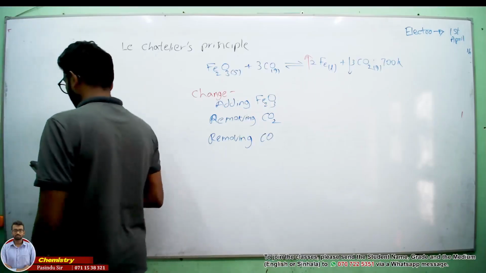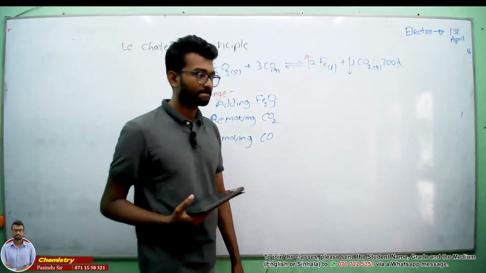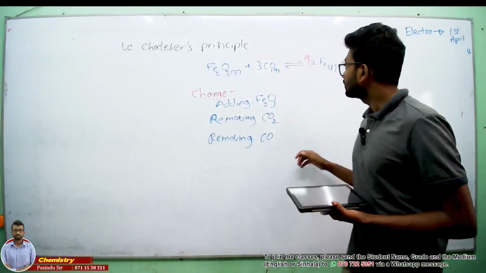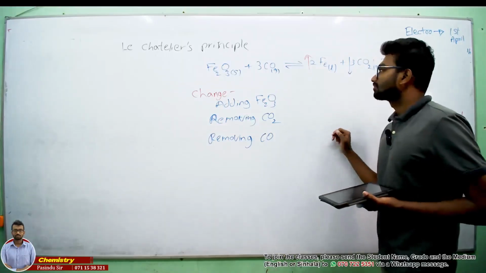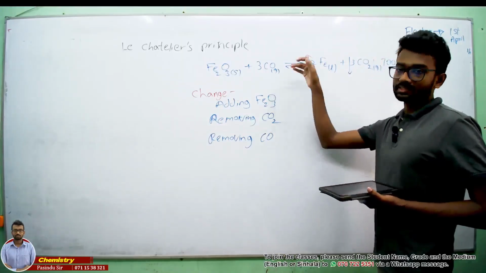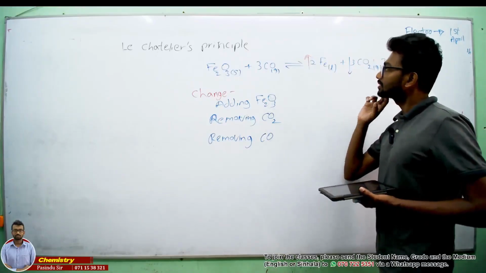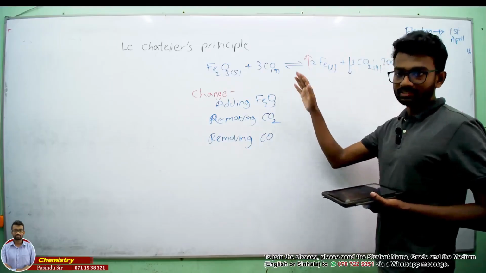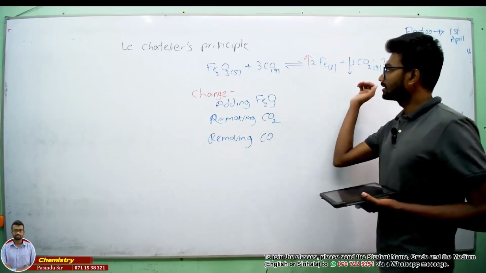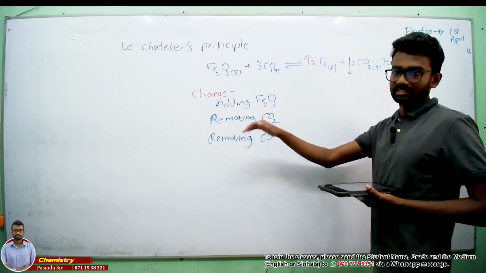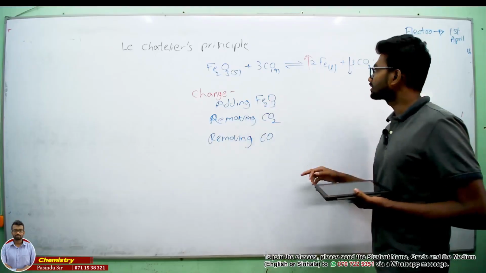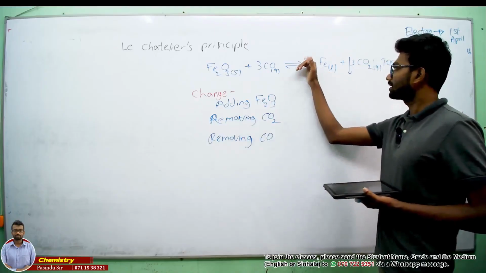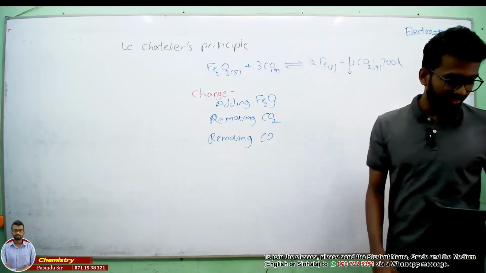What happens if we remove CO? Huh? What happens if we remove CO? When we remove CO, the reactants reduce. Then the system tries to reduce that change, right? Avoid that change. Then the system increases the backward reaction, right? It will increase the backward reaction, and these products will reduce, right? Products will reduce.